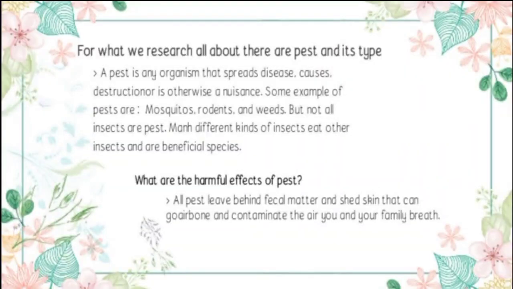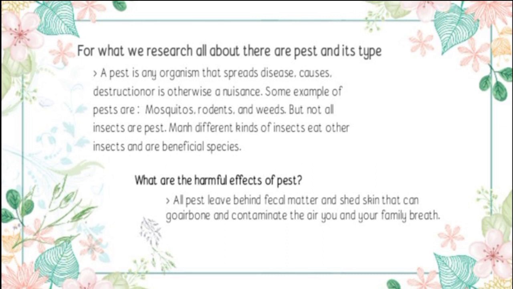So next, for what our research is all about, there are pests and their types. A pest is any organism that spreads disease, causes destruction, or is otherwise a nuisance. Some examples of pests are mosquitoes, rodents, and weeds, but not all insects are pests. Many different kinds of insects eat other insects, and there are beneficial species.